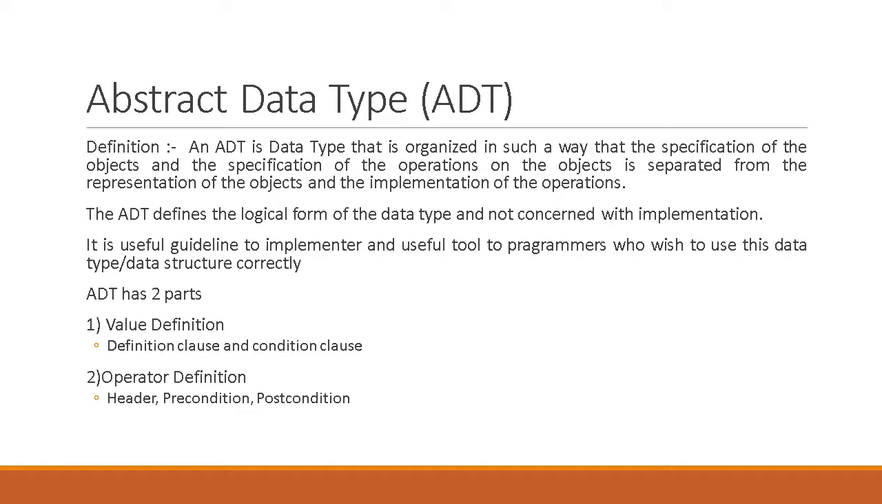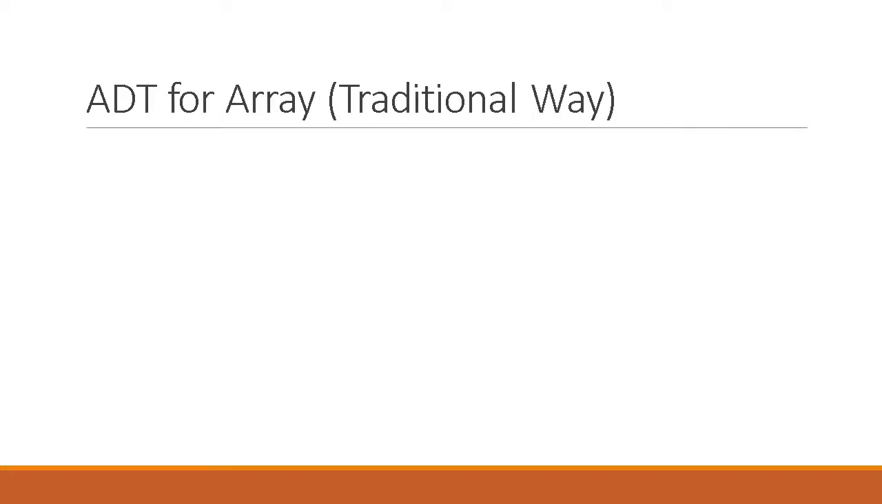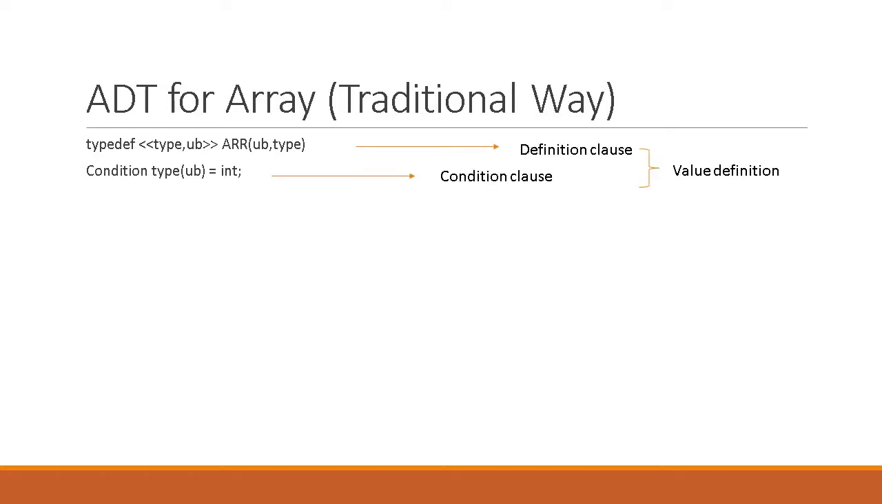Operator definitions store what operations I can perform on that data structure, and it lists what clauses are required for them in the precondition. So here is the ADT for an array. This is the traditional way of writing an ADT. The first part is the value definition.